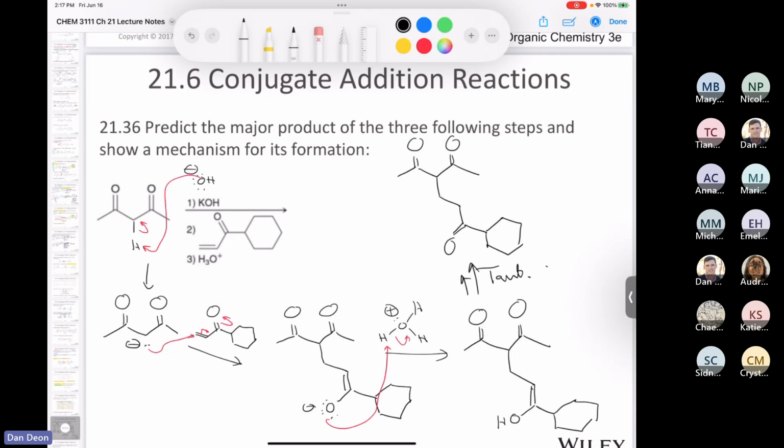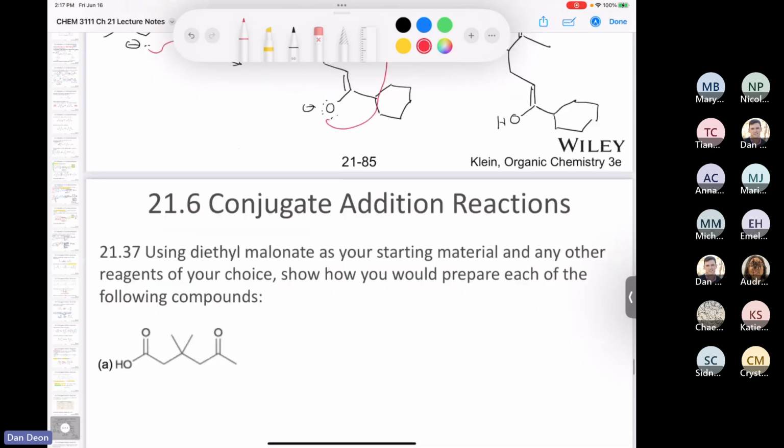All right. So again, we have a 1,5 dicarbonyl. So 1, 2, 3, 4, 5. So a 1,5 dicarbonyl is formed in the Michael addition. So again, this is a Michael or conjugate addition reaction. All right. There we go. Let's try another one, and I'll try to count my carbons more correctly this time.